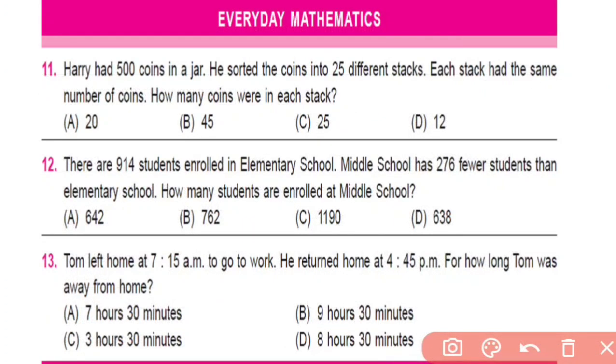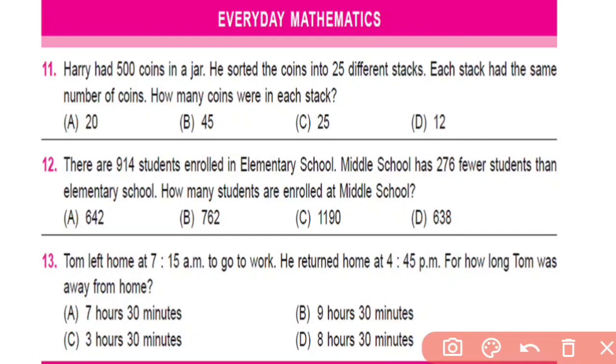Next section is everyday mathematics. Question number 11. Hari had 500 coins in a jar. He sorted the coins into 25 different stacks. Each stack had the same number of coins. How many coins were in each stack?